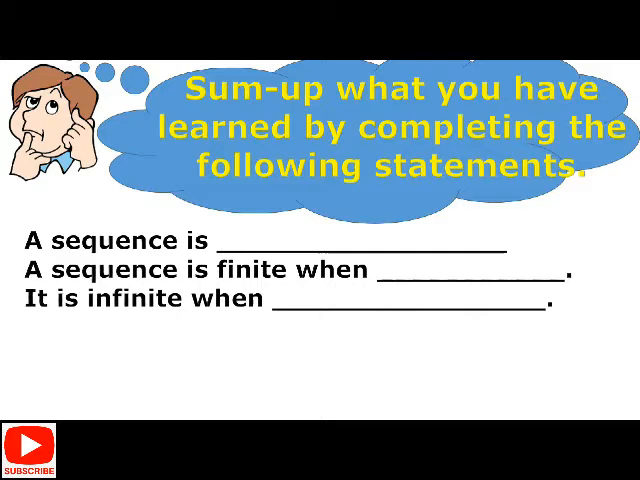What you have learned, by completing the following statements. A sequence is a number pattern in which it uses a certain rule. It could be addition, subtraction, multiplication, or division, or any other techniques. And a sequence could be finite when it ends. It has no ellipsis symbol. And when can we say that it is infinite? It is infinite when it has the ellipsis symbol. And these 3 dots are the ellipsis symbol.